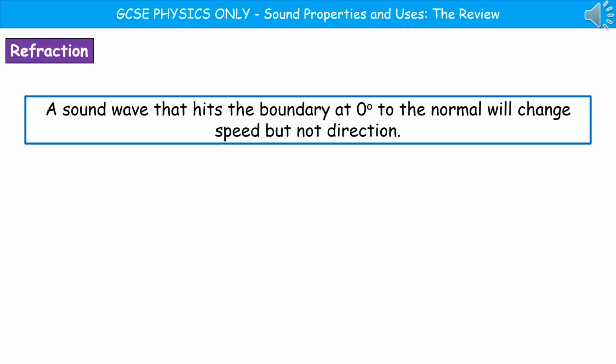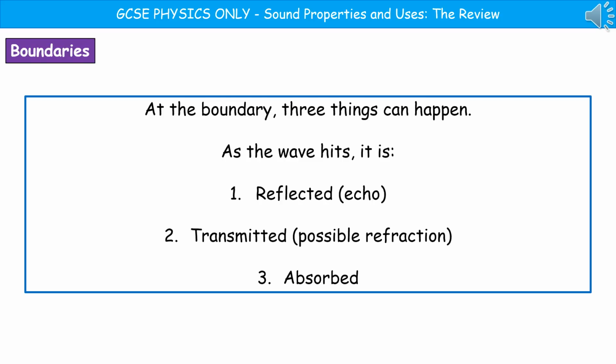If our sound wave hits the boundary at 0 degrees to the normal, then we will see the change in speed still because it's still going from a less dense medium to a more dense medium or vice versa. But because it's at 0 degrees to the normal, the direction doesn't change. So if it's hitting at 0 degrees to the normal, speed changes, direction doesn't. When we have our sound wave reaching a boundary, then what we'll see is 3 things could happen. So as the wave hits that boundary, it could be reflected, which would give us an echo. It could be transmitted, and therefore we could see possible refraction occurring, or it could be absorbed.